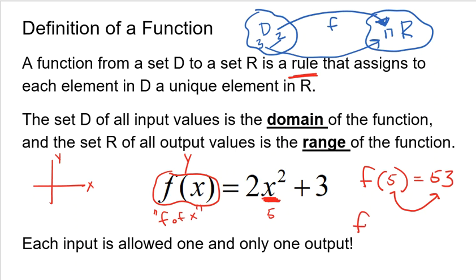Now check this out. What if we did f of negative 5? Negative 5, if I plug it into this function, negative 5 squared is also positive 25. Times 2 is 50, plus 3 is also 53.